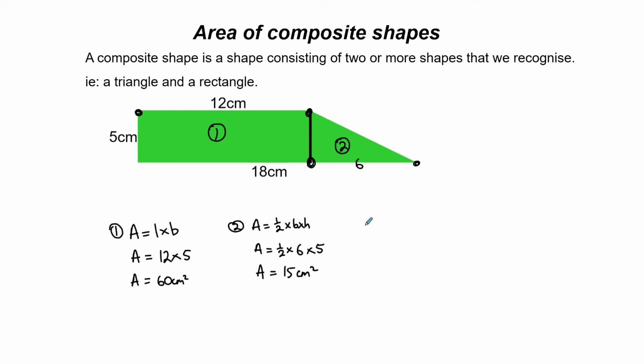Now I've kept the numbers quite straightforward here so that we can do it quite quickly. Now, that was the area of the individual shapes. The total is what we're looking for. So we're going to add them together. 60 add 15. Okay, so that gives us 75 squared centimetres.